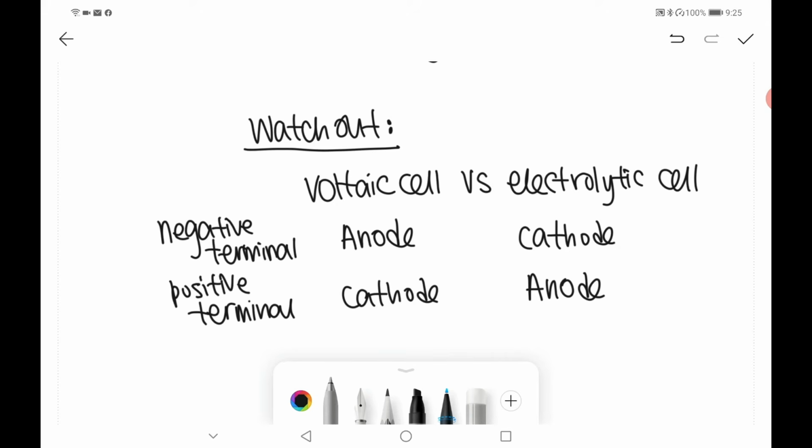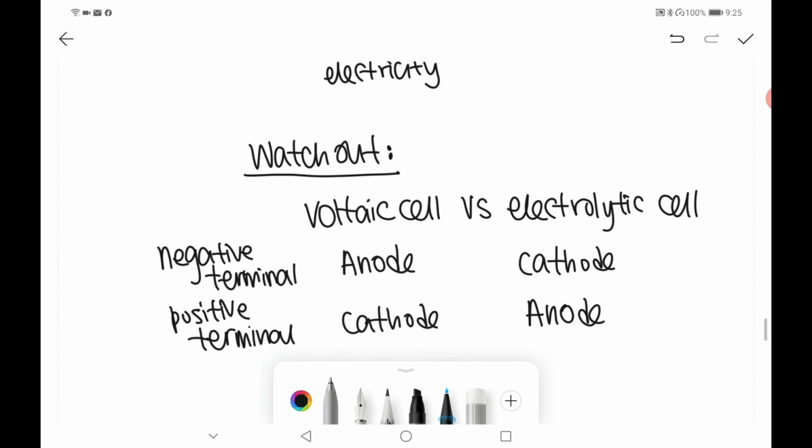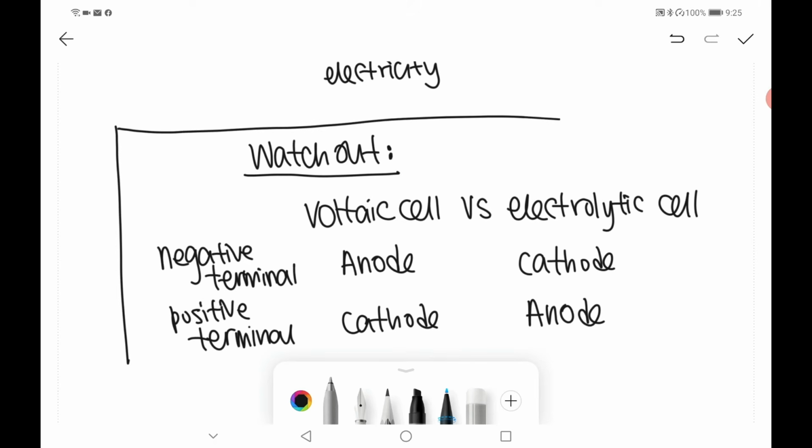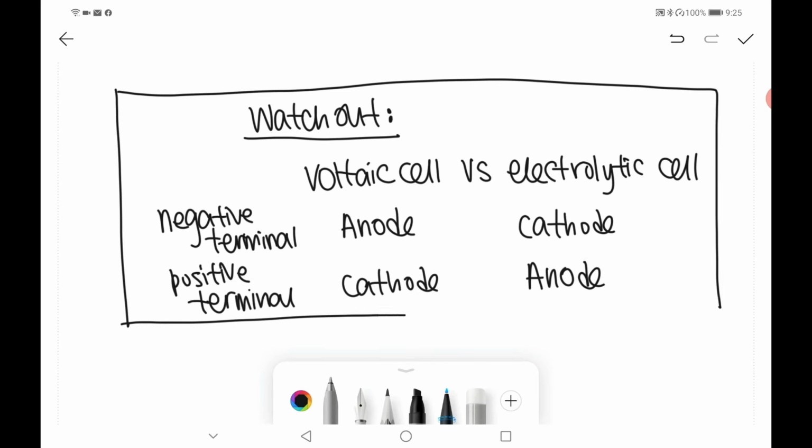So this is the one many students will always make a mistake on. Many students are always confused by anode and cathode when they come to electrolysis and Voltaic Cell. They are very blur. They don't know in what situation negative terminal is anode, in what situation negative terminal is cathode. So how are we going to differentiate them? There are two ways for us to decide anode and cathode here. I'll teach you two methods.